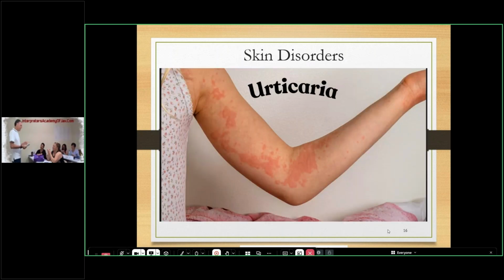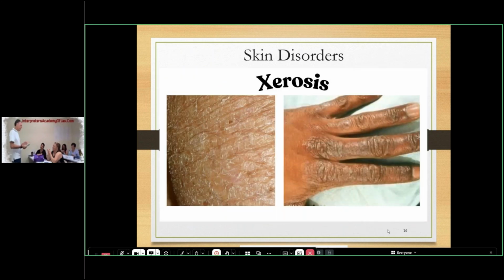Urticaria is a skin eruption characterized by wheals of varying shapes and sizes with well-defined margins and pale centers. Its causes include drugs, foods, and insect bites. It is also called hives. Xerosis is a minor irritation of the skin characterized by excessive dryness.